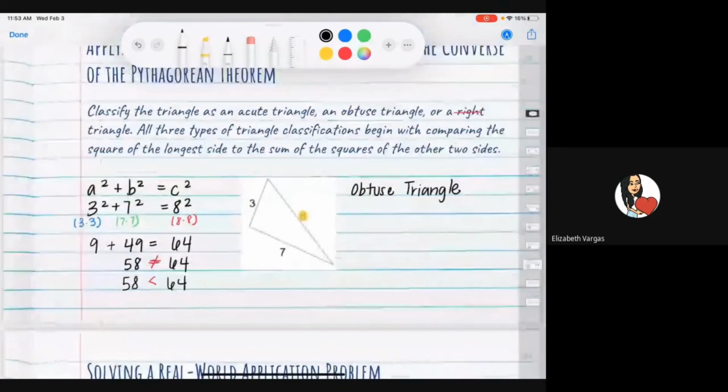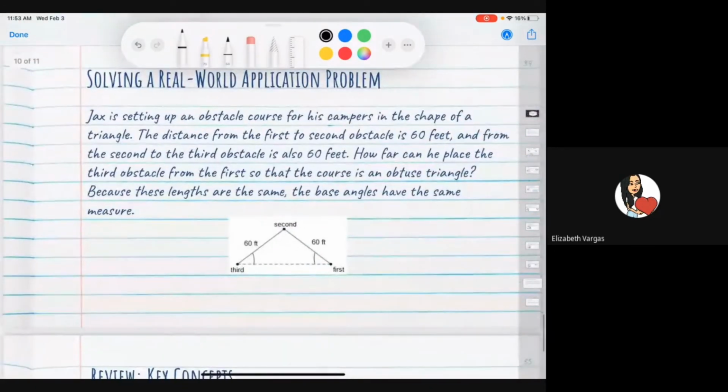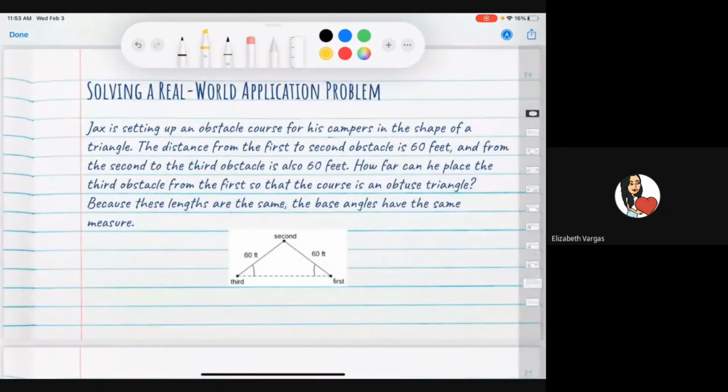Okay. Does anyone have any questions about that? Questions, concerns? Okay. Now we're going to see what a real world example might be, or an example problem we might encounter.